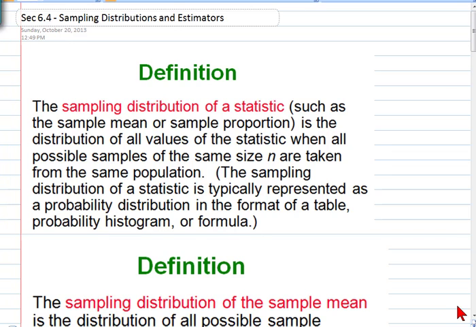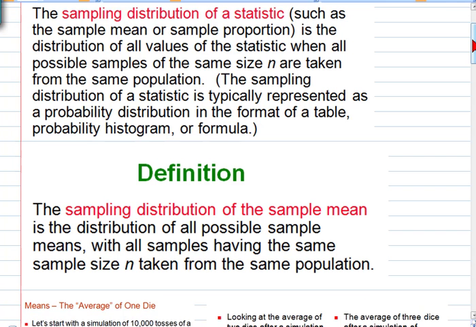So we're going to start with a definition of the sampling distribution of a statistic, such as the sample mean or a sample proportion. That is the distribution of all the values of the statistic when all possible samples of the same size n are taken from the same population. Sampling distribution of a statistic is typically represented as a probability distribution in the format of a table, probability histogram, or a formula.